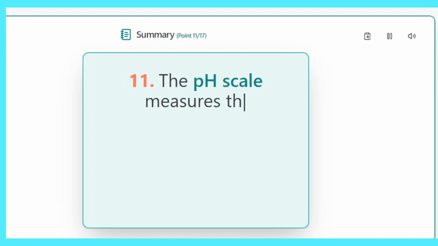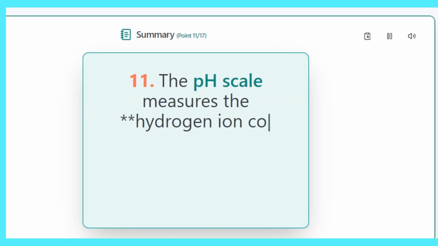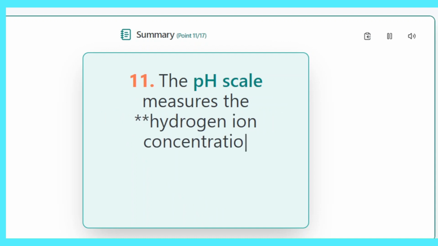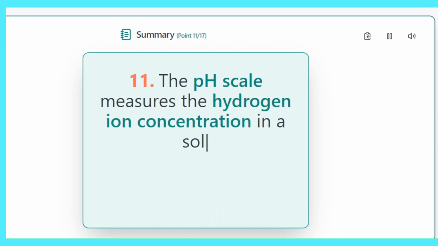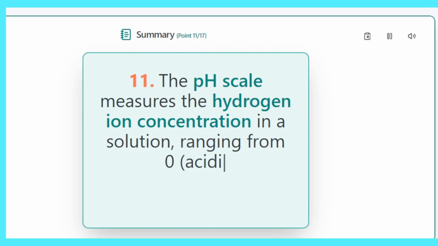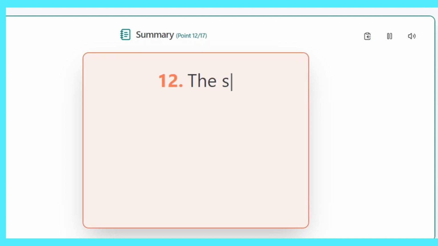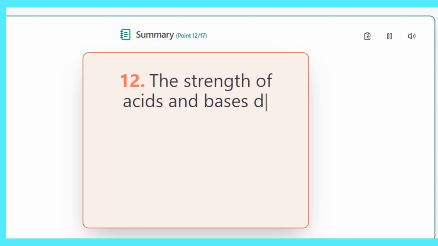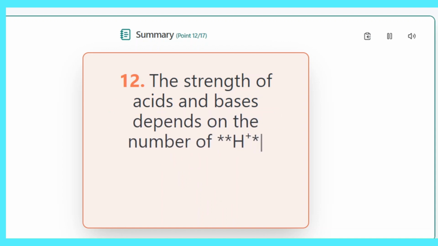The pH scale measures the hydrogen ion concentration in a solution, ranging from 0, acidic, to 14, alkaline, with 7 being neutral. The strength of acids and bases depends on the number of H+ and OH- ions produced.